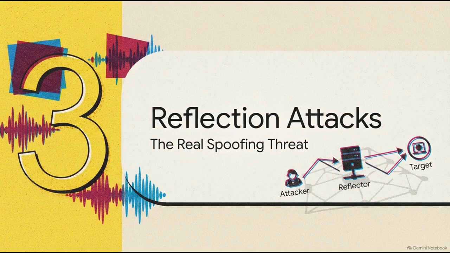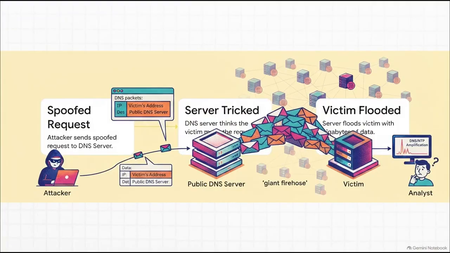Moving right along to Section 3, the threat, reflection attacks. If they can't browse the web, what's the point, right? Well, attackers leverage this fundamental flaw to create massive DDoS reflection or amplification attacks. This is absolutely the most common and devastating use of IP spoofing today.